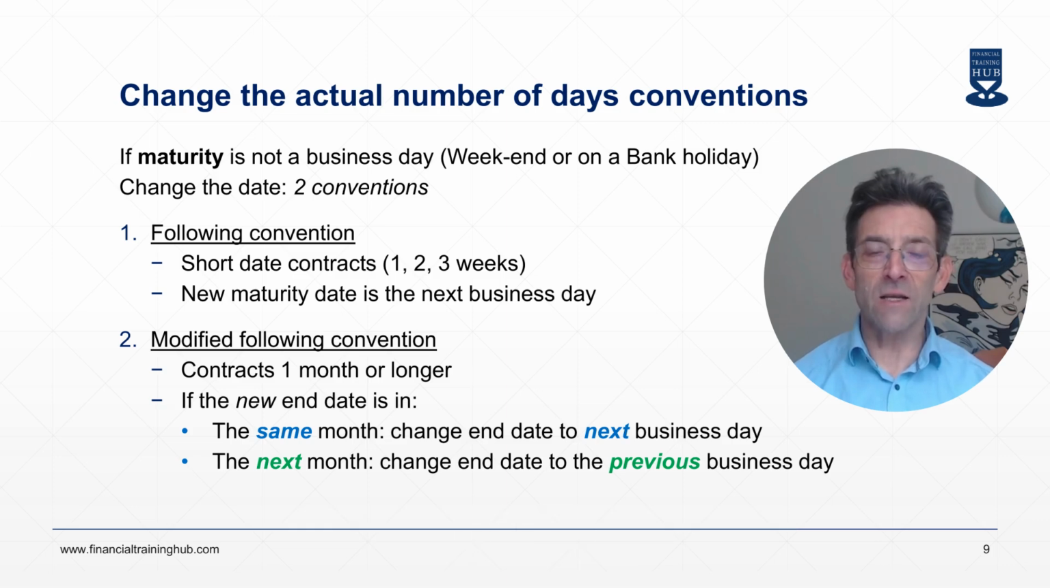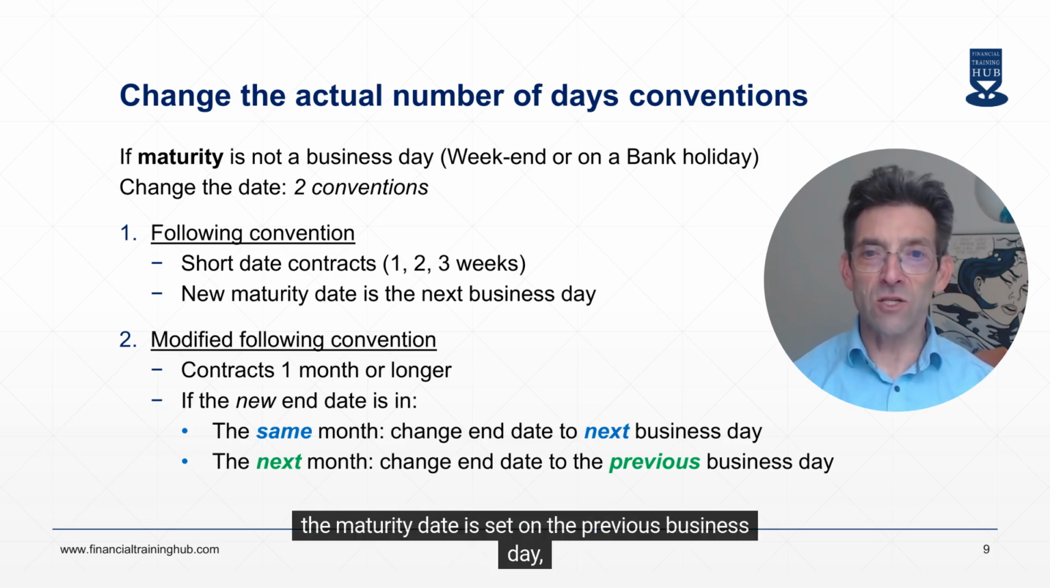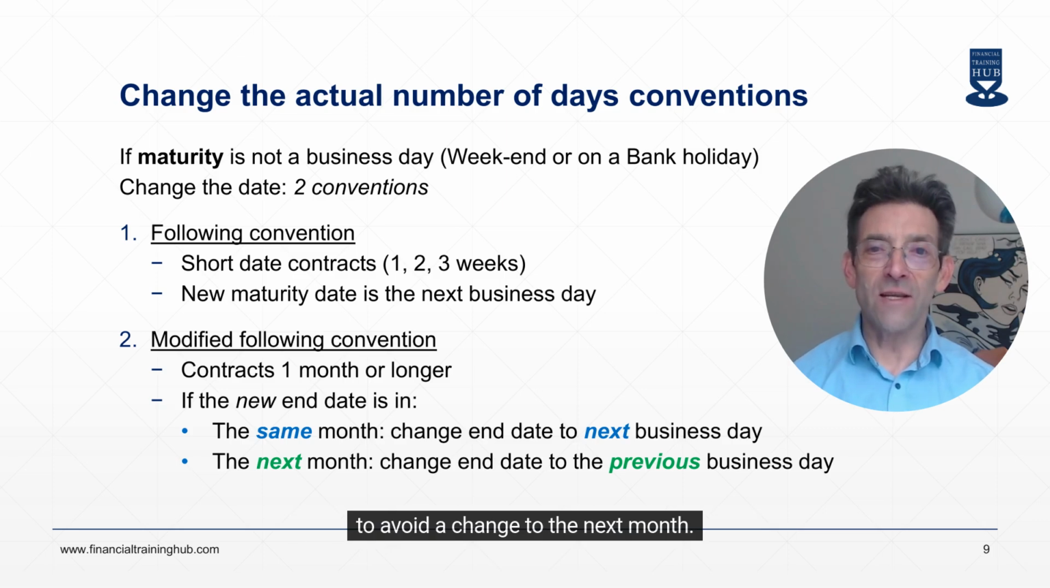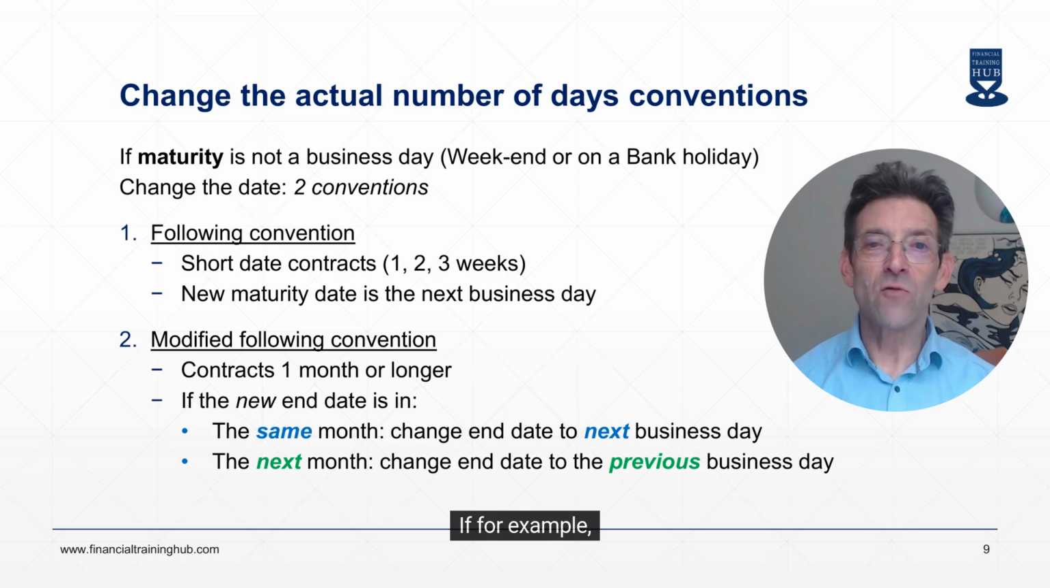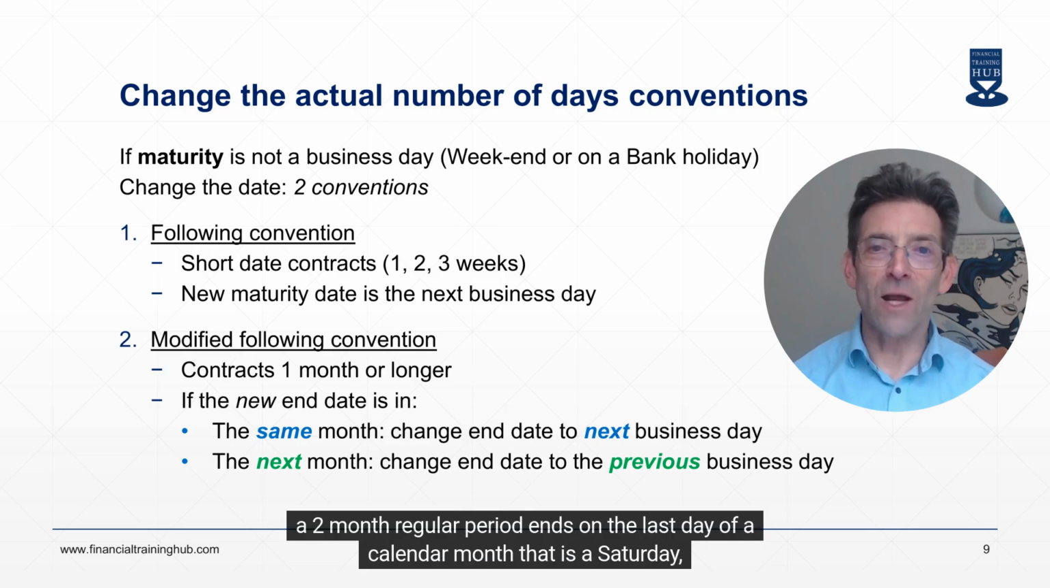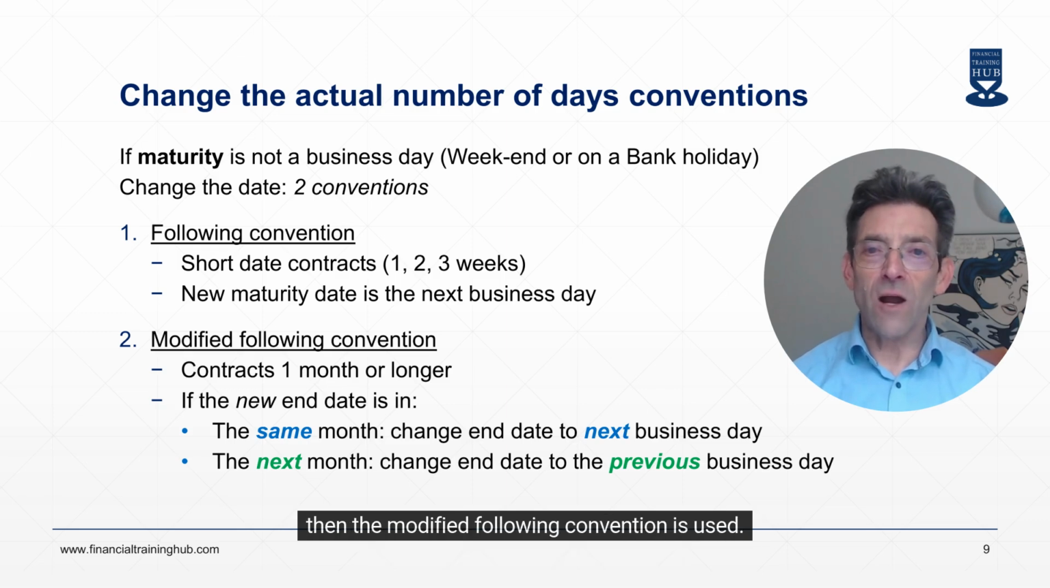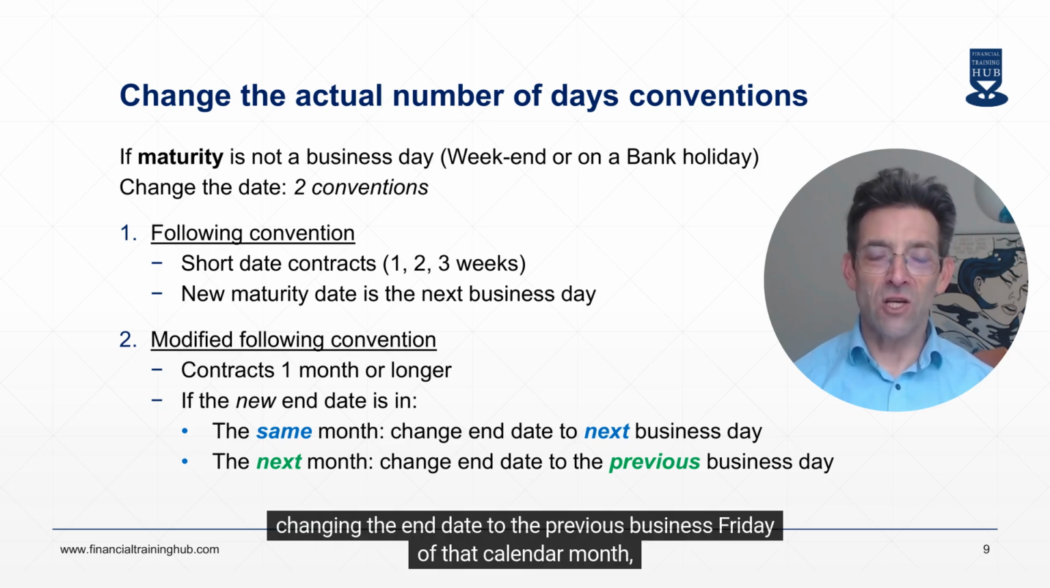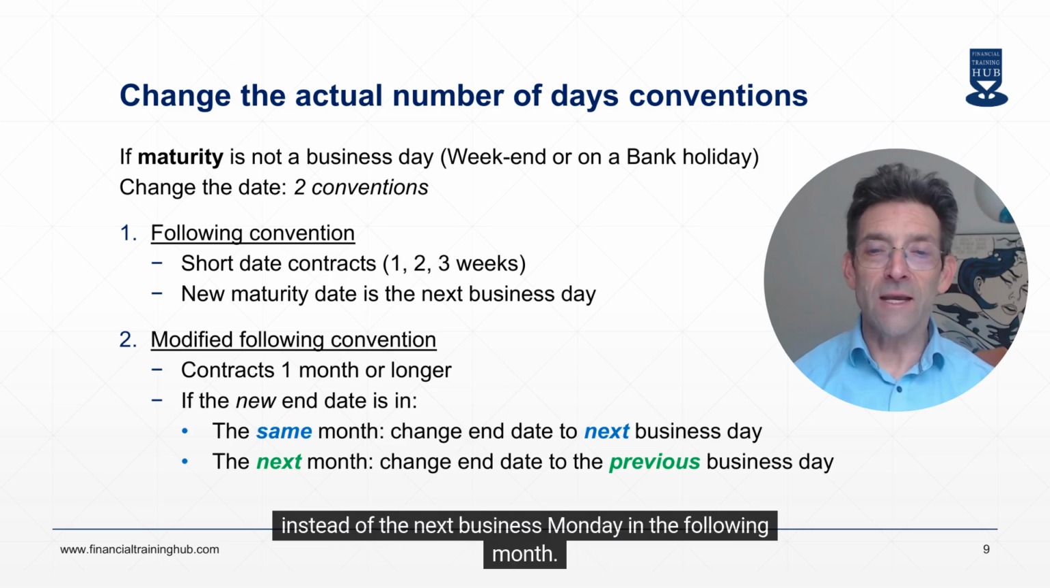In that case, the maturity date is set on the previous business day to avoid a change to the next month. If, for example, a 2-month regular period ends on the last day of a calendar month that is a Saturday, then the modified following convention is used. If the modified following convention is applied, the end date changes to the previous business Friday of that calendar month instead of the next business Monday in the following month.